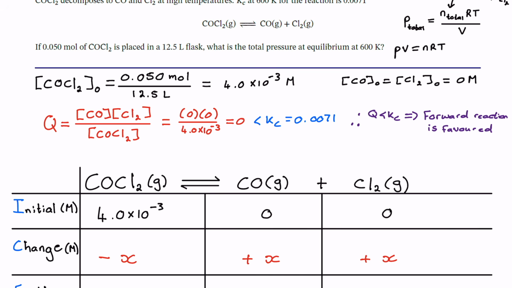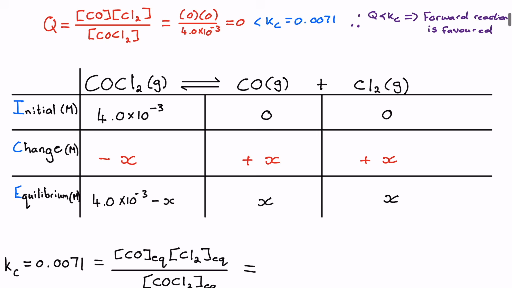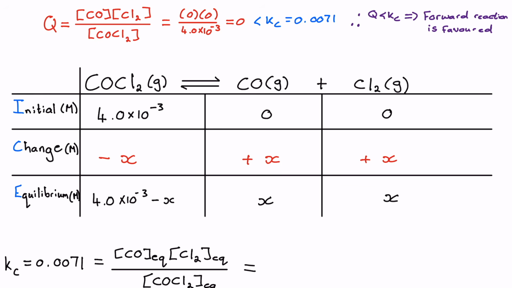Then to calculate this x, as always, we use the Kc expression, right? And that is as follows. So we put in these values. So it's going to be x times x divided by 4 times 10 to the negative 3 minus x. So that means we get x squared divided by 4.0 times 10 to the negative 3 minus x.